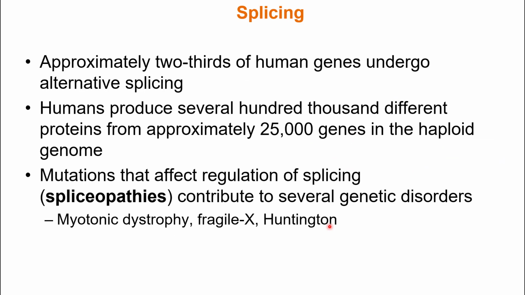In humans, for example, 2/3 of our genes undergo alternative splicing. That's a lot, right? We have several 100,000 different proteins, but there's only 25,000 genes, plus or minus a couple thousand in our genome. So we're making way, way more proteins.